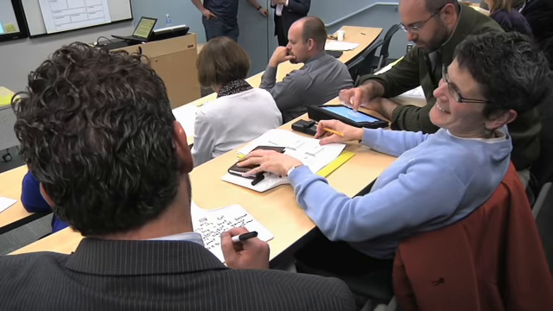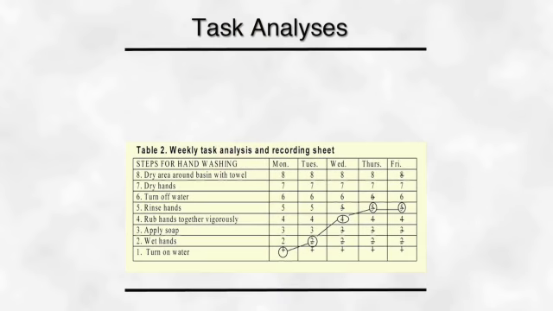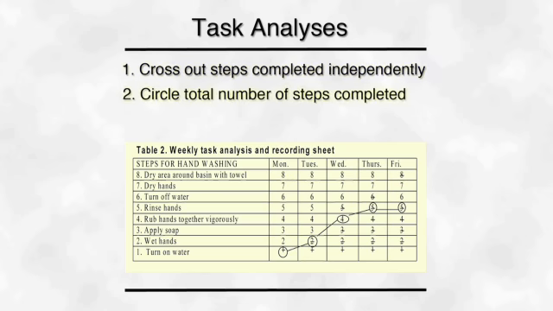A nice thing about this approach is if you do it from the bottom to the top, in this case I have a task analysis for hand washing. If you look at this, you'll see that what we can do is cross out the steps for this hand washing routine that are completed independently. And then you circle the number of steps that are completed on that day. The next day, you can see we've crossed out steps 1 and 2, and we circled 2 for the total steps that were completed on that day.